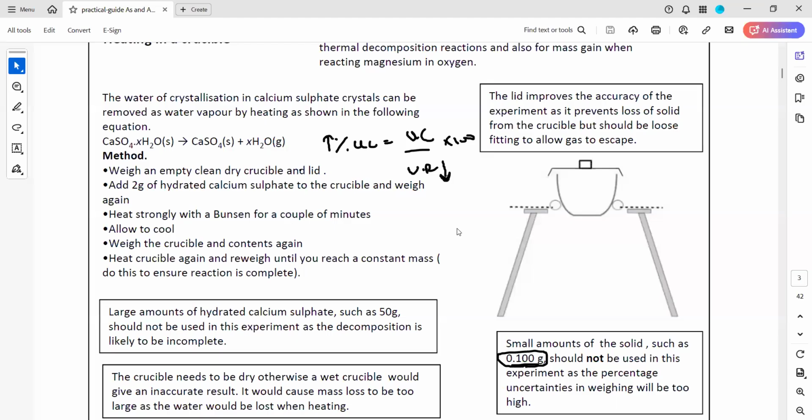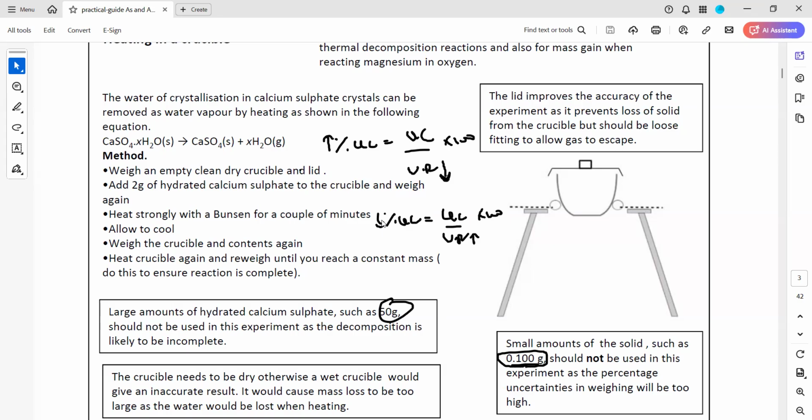So that's why we should not use a very small mass of a substance. And why not very large? Even if we use a very large mass, we'll have a very low percentage uncertainty, I mean. But the problem is that practically it is not correct. Why? Because practically 50 grams of a substance will not decompose when you supply heat energy.